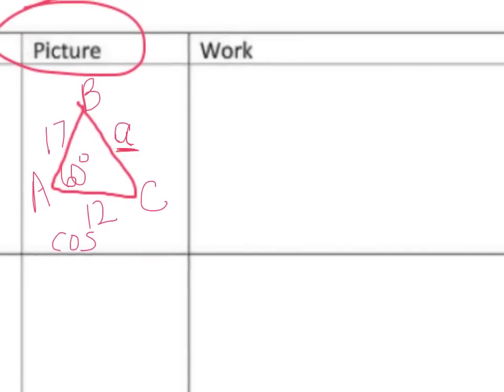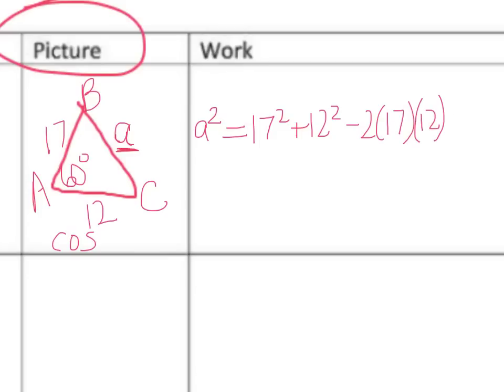So I'm going to say A squared, that's what I'm looking for, equals 17 squared plus 12 squared minus 2 times 17 times 12, and then the cosine of the angle, which is 60.